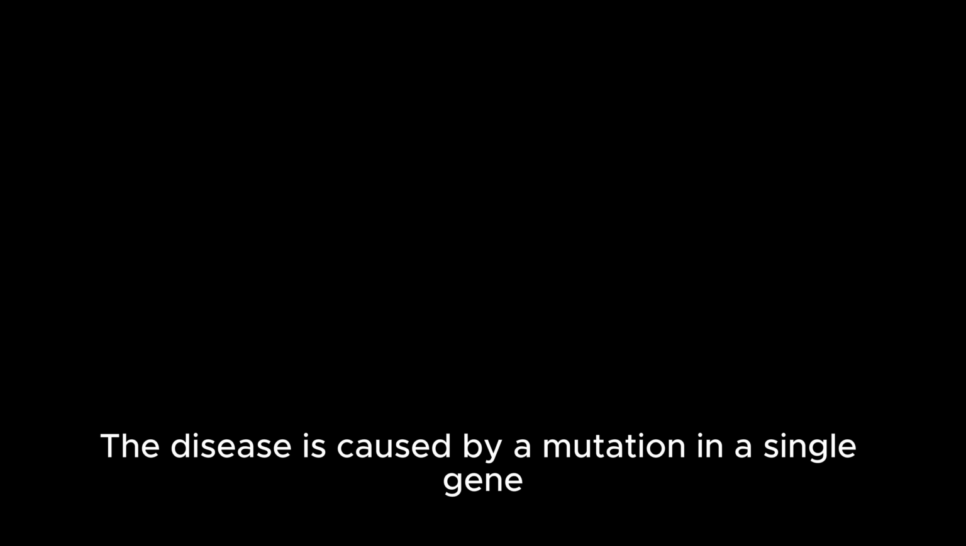One example is the test for Huntington's disease, which was approved in 1993. Huntington's disease is a rare genetic disorder that causes the progressive breakdown of nerve cells in the brain. The disease is caused by a mutation in a single gene. At the time, there was no cure. The only treatment options were to manage the symptoms. But if you had a family history of the disease, you could now get tested.